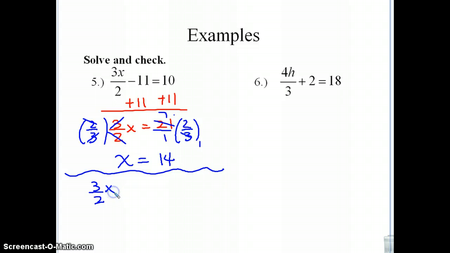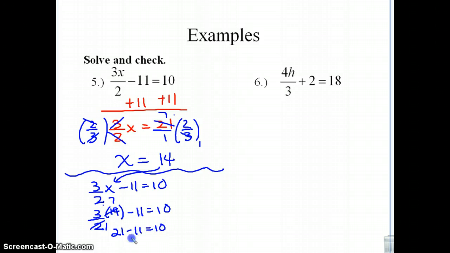3 halves x minus 11 equals 10. I'm replacing that x with 14, so I have 3 halves times 14 minus 11 equals 10. The 2 and the 14 cancel. I'm left with a 1 here and a 7 here. 3 times 7 is 21 minus 11 equals 10. 10 equals 10, and it checks.